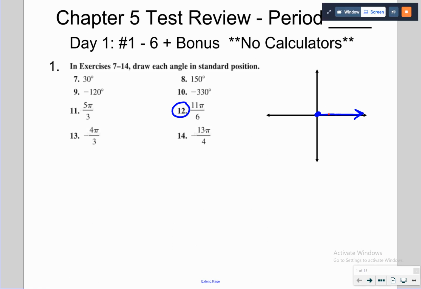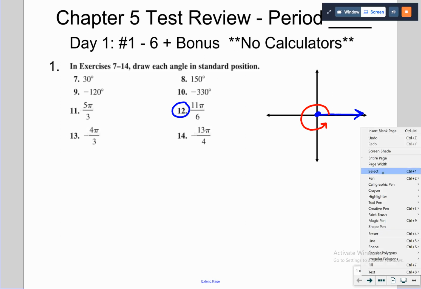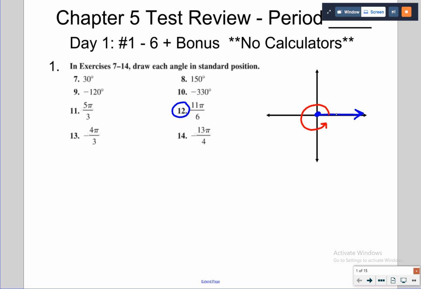And 11 pi over 6, what quadrant is that going to be in? Quadrant 4. So if I were going to draw it, make sure you draw the direction of the rotation, and then you're also going to draw the little line there. So you should have 3 arrows in every one of these pictures: an initial side, a terminal side, and a rotation. And remember, if you rotate around more than once, you need to show that little spiral. Okay?